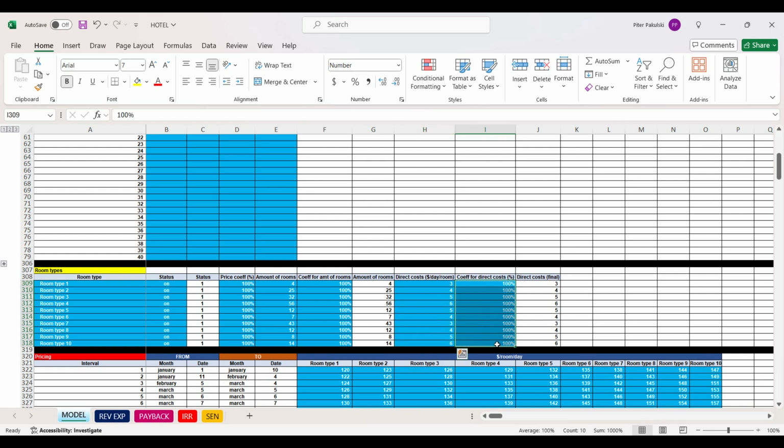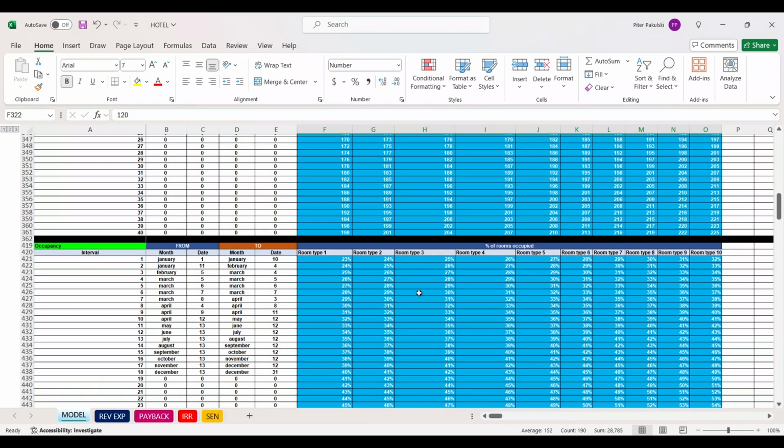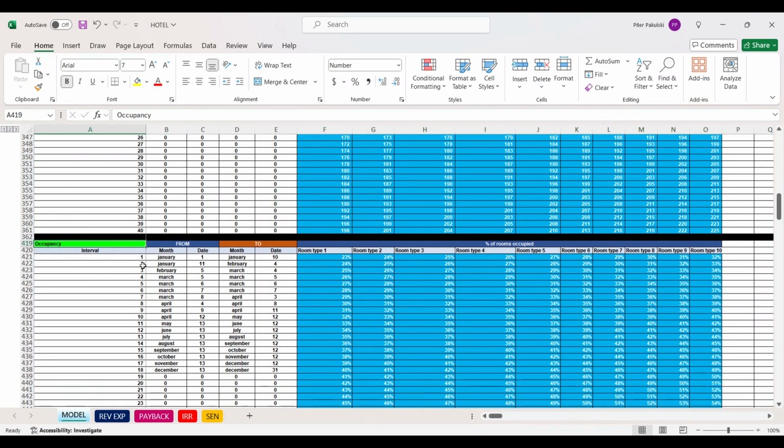Moving to prices. Here on the left, we've got our pricing intervals. In this area, we need to specify the selling price per room per day for each pricing interval. Next input parameter is room occupancy. Similar logic, pricing intervals on the left, but this time we need to set up the percentage of occupancy for each type of room inside each time interval.